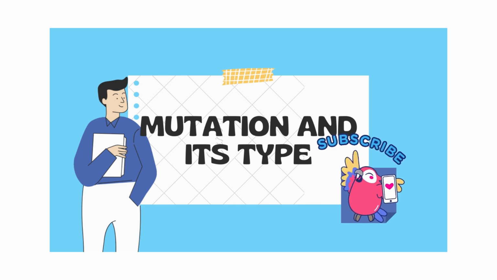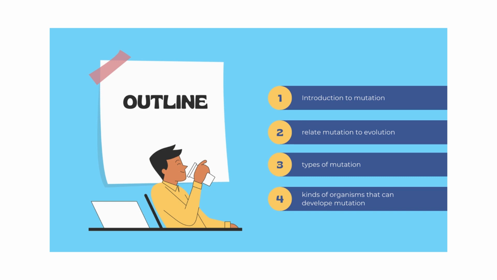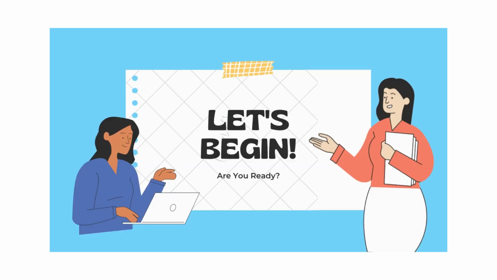How is mutation related to evolution? Mutation is a key factor in evolution. Mutations are random changes in the genetic material of an organism, which can lead to new traits or characteristics. These changes can be beneficial, neutral, or harmful to the organism, and can be passed on to future generations. Over time, beneficial mutations can accumulate in a population, leading to the emergence of new species and the adaptation of existing species to new environments.